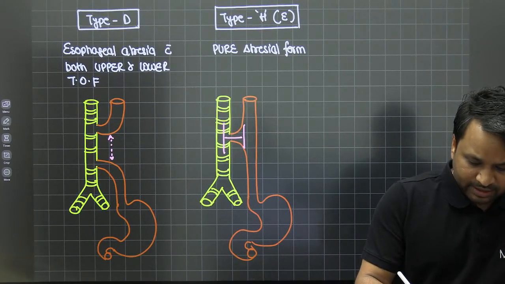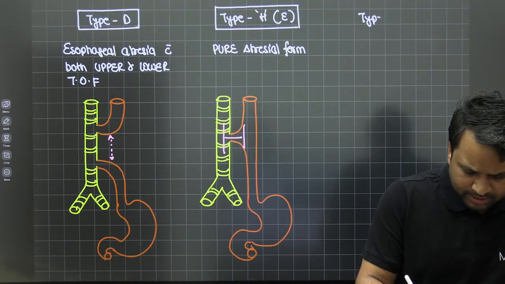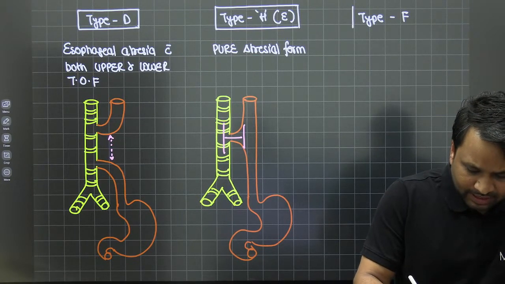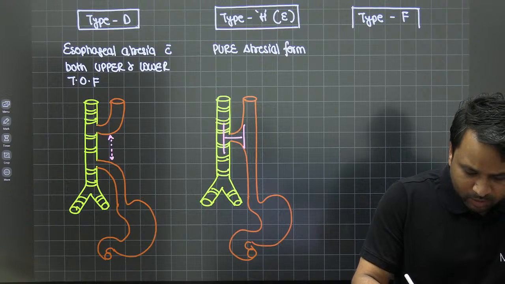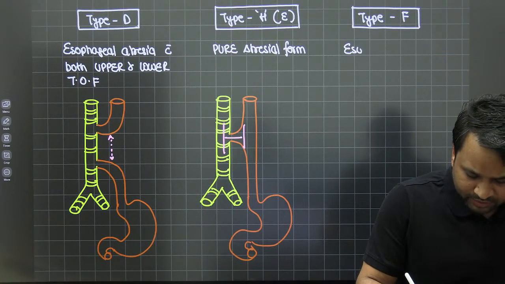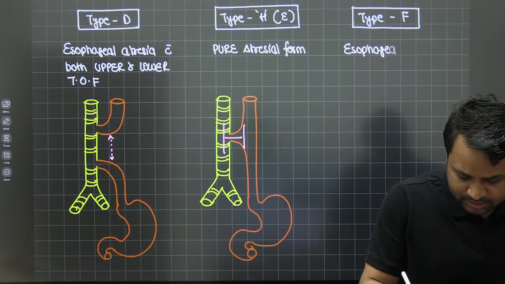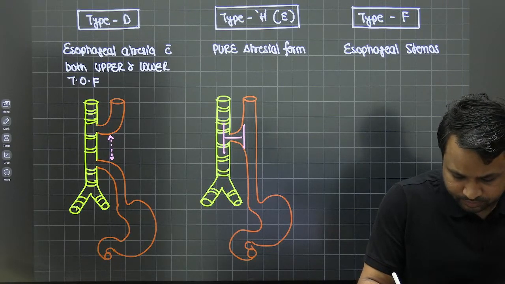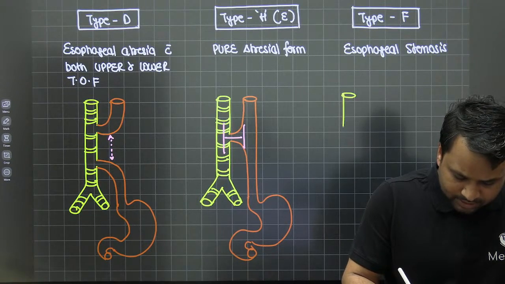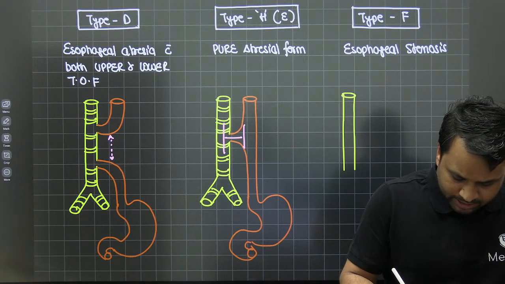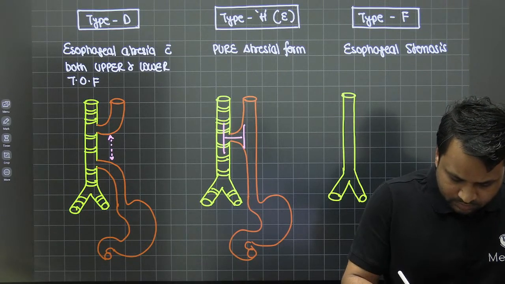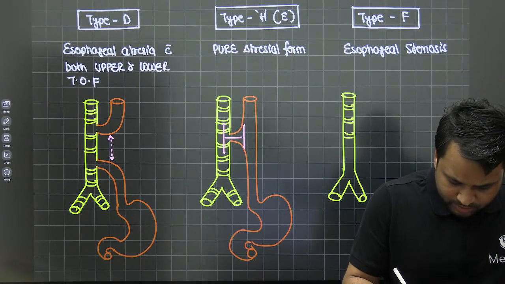Now, another variety that is rare, I mean, less common, is the type F variety. Now, type F variety is only about esophageal stenosis. Here you have the esophageal stenosis. So again, this is the trachea, which is absolutely fine. These are the tracheal rings which are present.